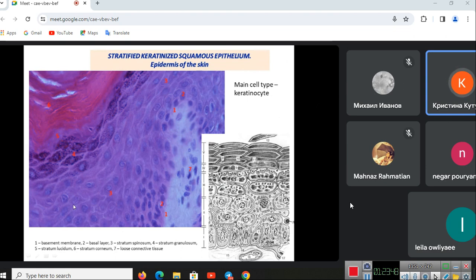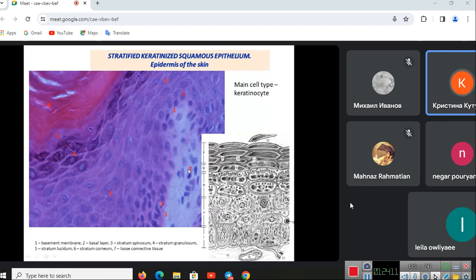So, what we should find first, we should find the border between the epithelium and underlying loose connective tissue. And at this border, the basement membrane will be located. So, here is this border. It goes like this.